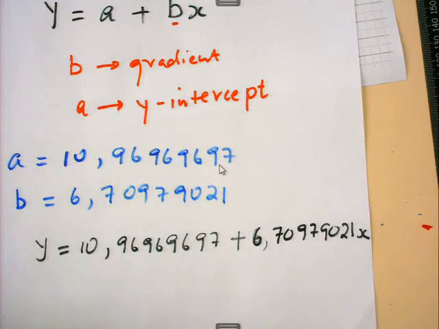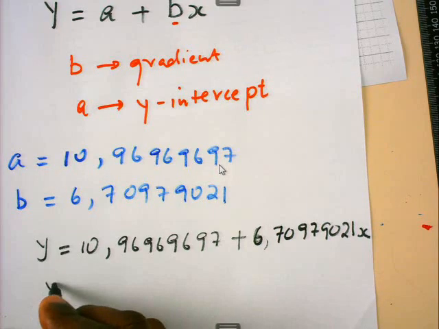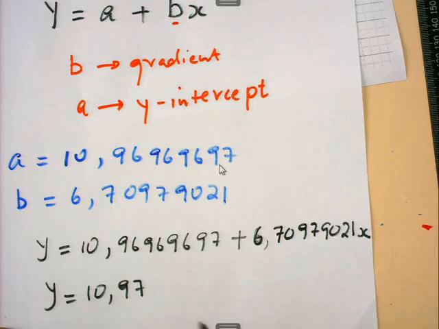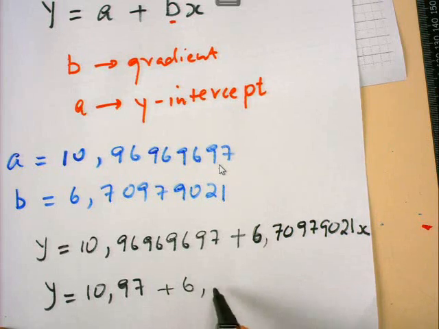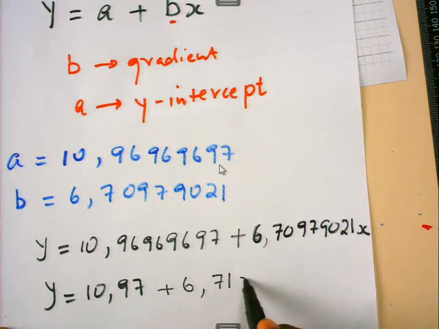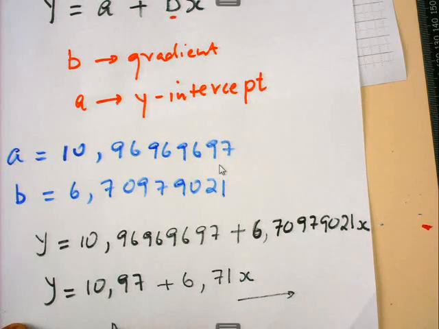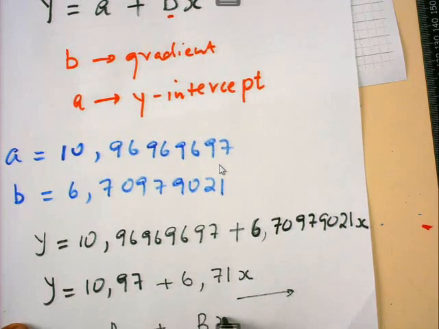Now normally our question papers will say correct your values to 2 decimal places. Do you understand that? Correct values to 2 decimal places. Already you are looking at this and say, but this equation will be y is equal to 10.97 plus 6.71x. Are you happy? This is our equation. You can see it is A plus Bx.